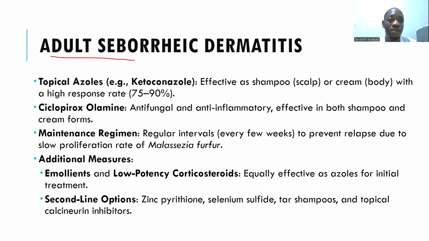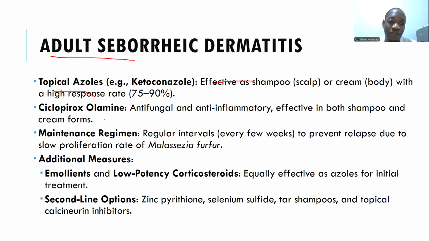If it is adult, we usually use topical azoles. You can also use shampoos like Keto Plus shampoo, which has ketoconazole and zinc pyrithione. Then you can also use ciclopirox olamine, which also has both antifungal and anti-inflammatory properties. You can also maintain afterwards, because this is a treatment that we usually give for acute treatment. Then after that, you can now put the patient on routine or what we call high maintenance. So in this case, if they're using maybe a medicated shampoo 3 times in a week, then they can reduce to 2 times in a week or even once in a week.